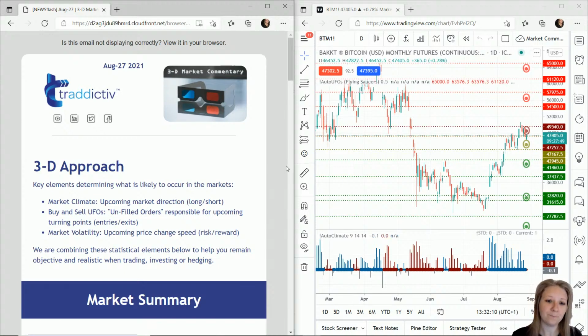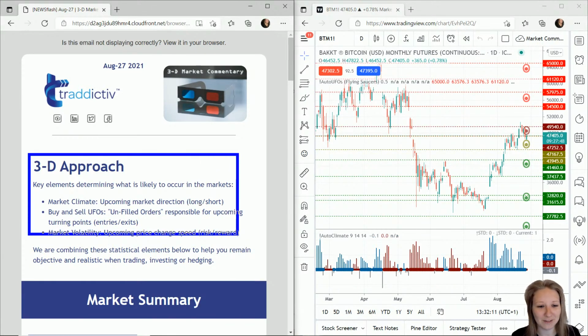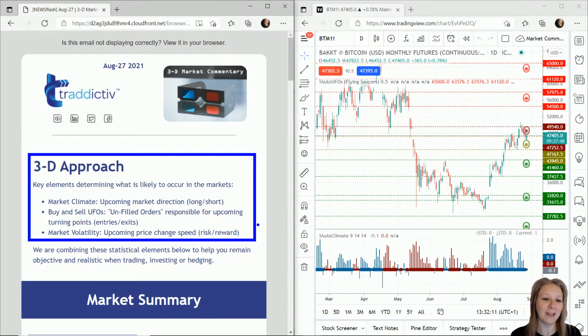We call it a 3D approach because we look at 3 separate elements per market. Makes sense, right? 3D. The first thing we want to know is upcoming market direction, market climate, meaning where are the probabilities? Are the probabilities up and therefore we should probably buy? Are the probabilities down and therefore we should probably sell? Or do we not have enough probabilities either way, in which case we move on and don't do anything?